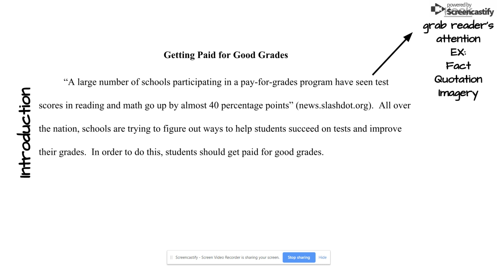Something else you might have noticed is that this essay in the introduction also starts with a hook. Remember, a hook is a way to grab the reader's attention when you're going to write an essay. The three ways that we've practiced so far are using a fact, a quotation, or vivid imagery.